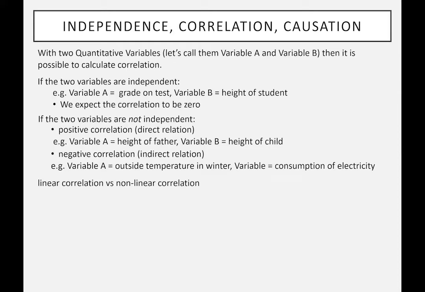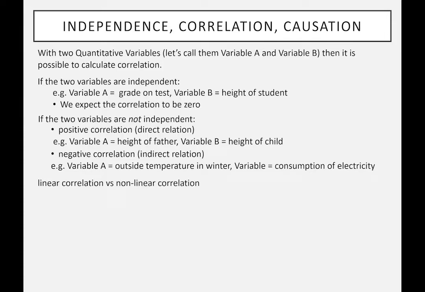So if we talk about two quantitative variables, let's call them variable A and variable B, then it is possible, if they're quantitative variables, to calculate a correlation. If the two variables are independent, meaning knowing one doesn't help you to predict the other, then let's consider, for example, variable A and variable B. Let's say the grade on a test and the height of a student. Normally you'd expect that knowing one doesn't help you to predict the other. Note that both of these variables are quantitative, we'd say that we'd expect the correlation to be 0.